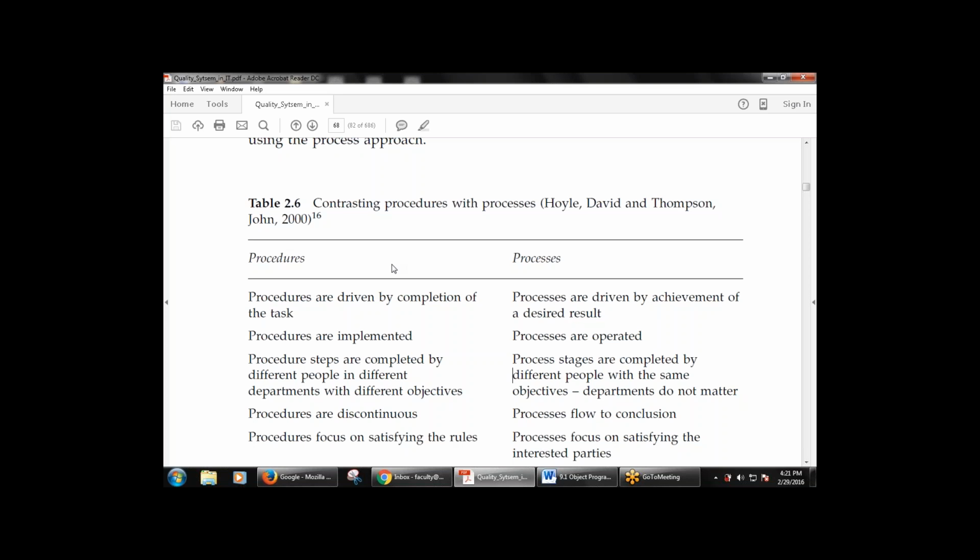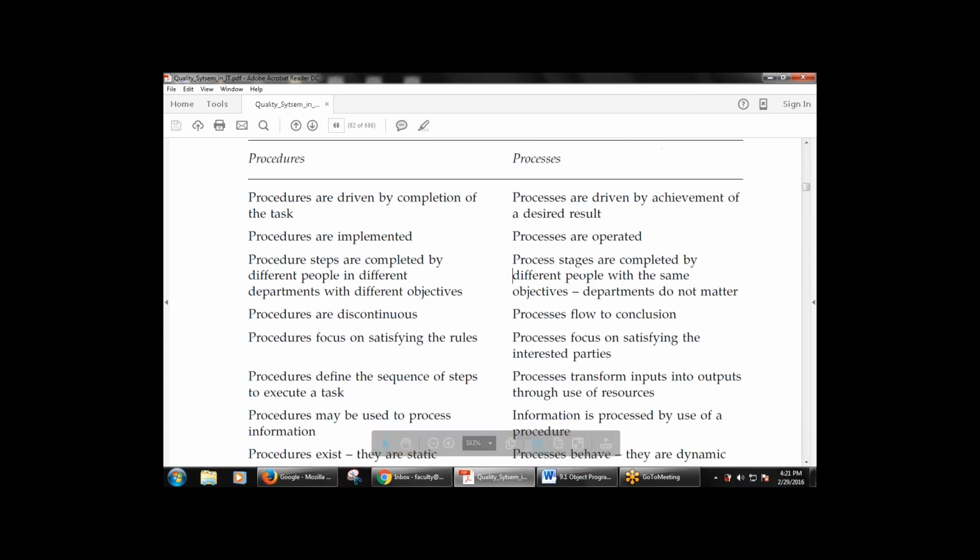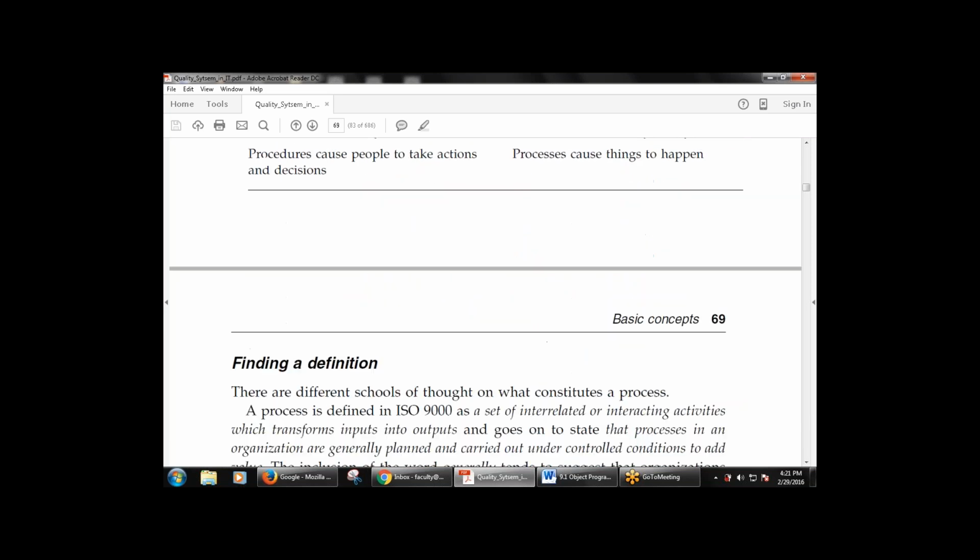Procedures are discontinuous, and processes flow to conclusion. Procedures also focus on satisfying the rules that are available for the procedures, and processes are also used for satisfying the interested parties.